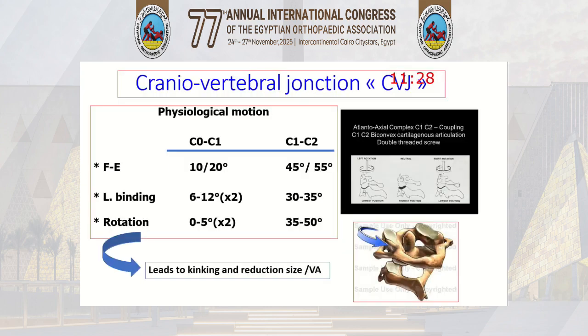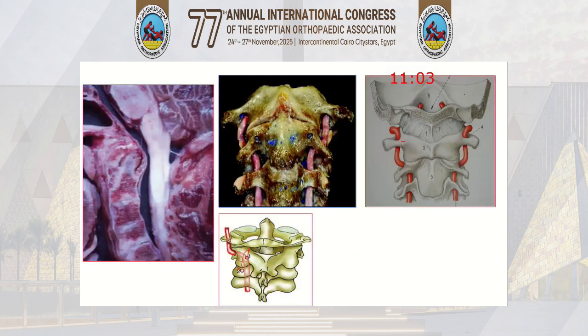I was always under the impression that C1, C2 is important only in rotation, but actually it proved that in flexion extension it is much more than C0, C1, and also in lateral bending. The C1, C2 articulation is much more important. The nightmare of each surgery when we try to get fixation around this area is the vertebral artery.